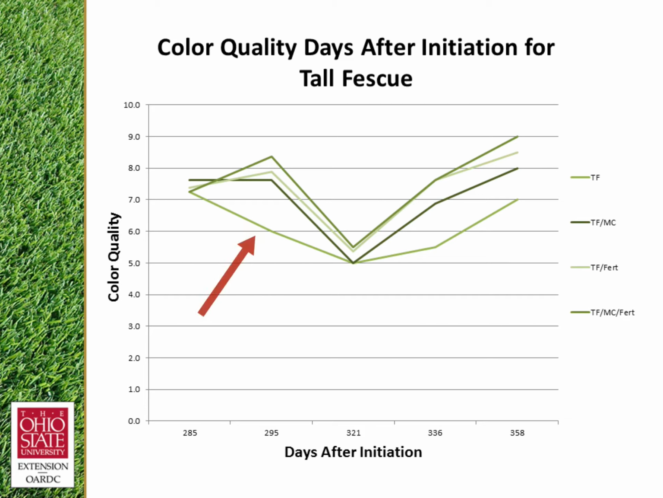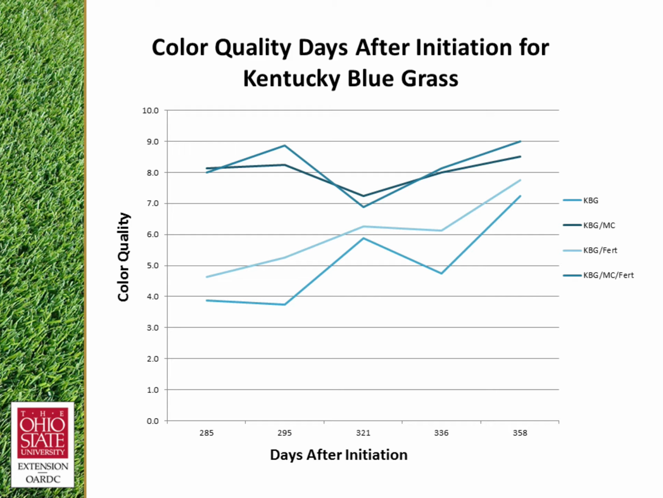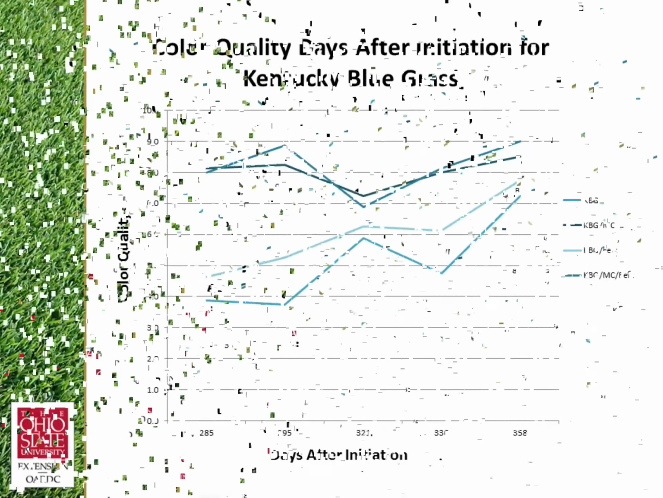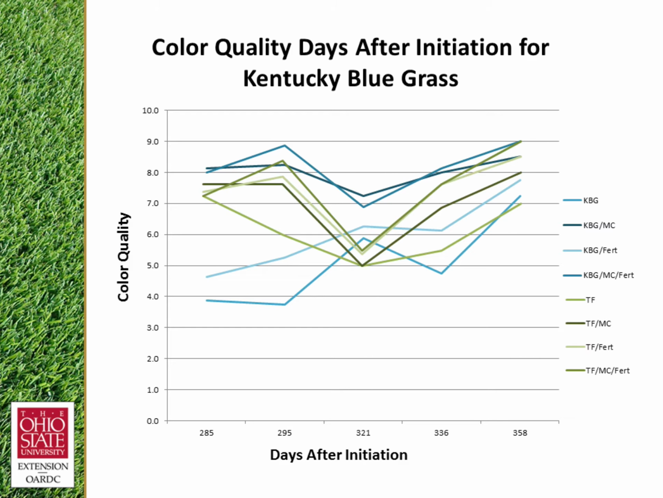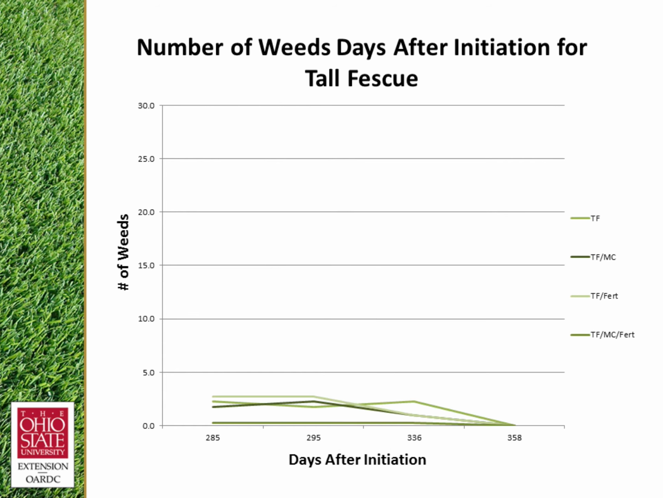Here are the color ratings on Kentucky bluegrass. You can see that the microclover and the microclover plus fertilizer are the top two performing treatments. This complements the nitrogen data from the previous slides, with the Kentucky bluegrass fertilizer treatment not showing as well as the untreated. We believe that over time this will correct itself with what we know. When we overlay the data, we can see that the Kentucky bluegrass does get higher color ratings. There is also a dip on day 321 with the tall fescue and the Kentucky bluegrass that is probably due to dry conditions impacting the color ratings.